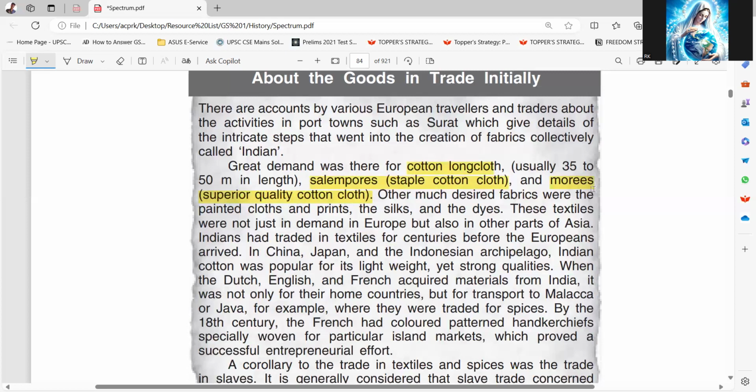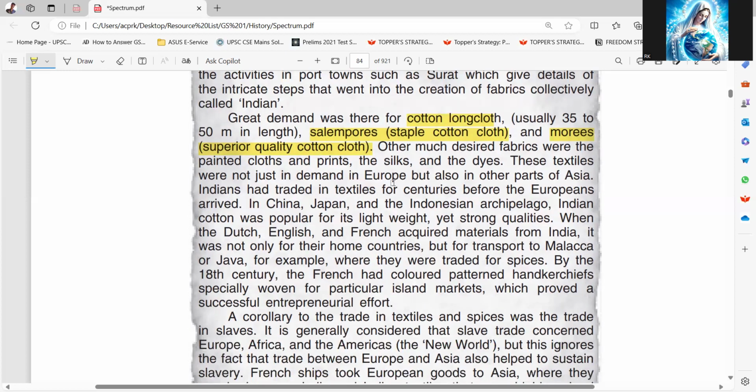Other much desired fabrics were the painted cloths and prints, the silks and the dyes. These textiles were not just in demand in Europe but also in other parts of Asia. Indians had traded in textiles for centuries before the Europeans arrived. In China, Japan, and the Indonesian archipelago, Indian cotton was popular for its lightweight yet strong qualities.